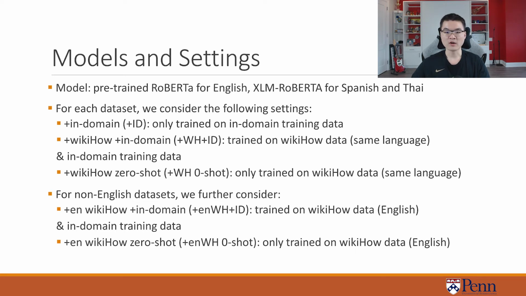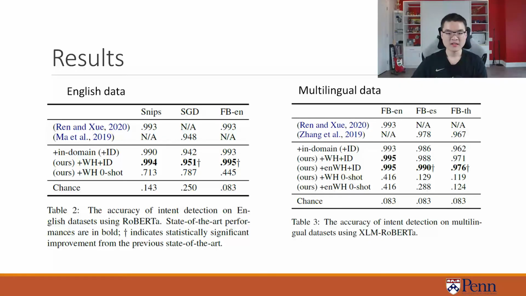The rationale of training on English WikiHow is that it has the most articles, and arguably the quality could also be higher. So we further introduce 2 settings, either with in-domain training data or without. In this case, it will be zero-shot, using English WikiHow or the WikiHow data in the corresponding language. The moment has finally come where I'm going to show you the results.